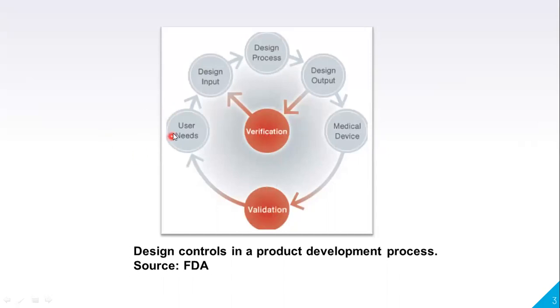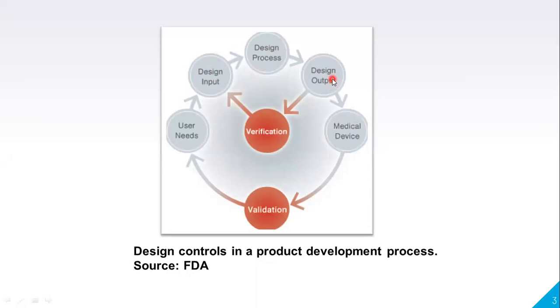Let us say, first, as per user needs. User means the ultimate end person, those who are going to use our product. He may be a patient or a hospital or anyone, that is the user. So according to the user needs we have to give the design input. As per the design input, the design process is started. As per the design process, the design output will come out. From the design output, the ultimate device comes out.